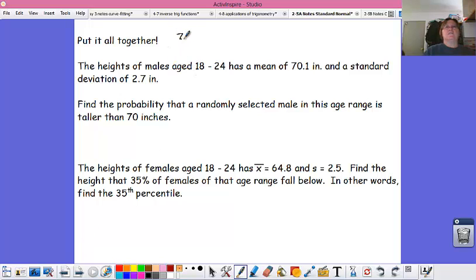I'm going to remind you of those formulas. Z is equal to data value minus average over standard deviation. If we need to find a data value, we do that by multiplying z times standard deviation plus mean. All right, the heights of males aged 18 to 24 has a mean of 70.1 inches. Here's our x bar. And a standard deviation, here's our s, of 2.7.